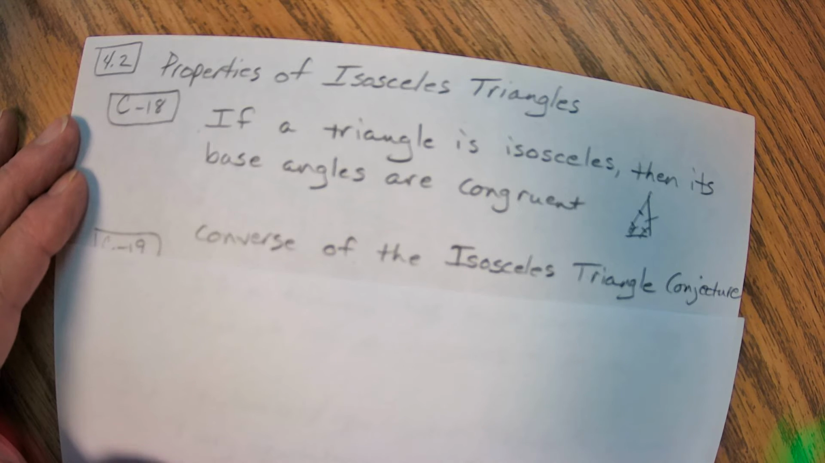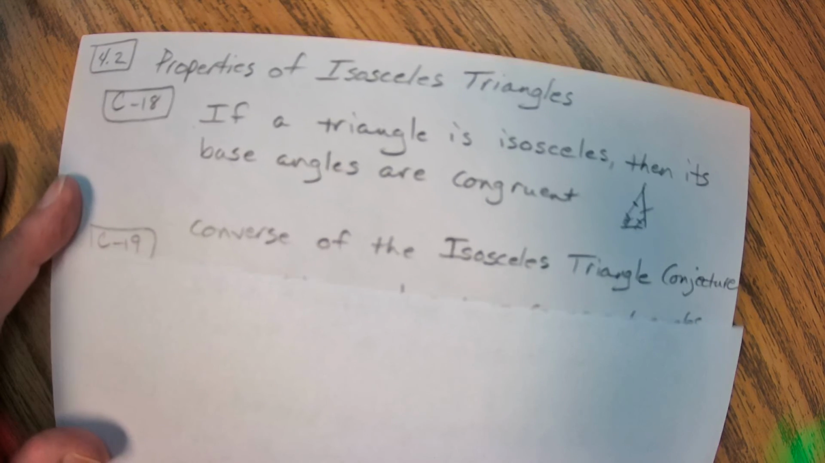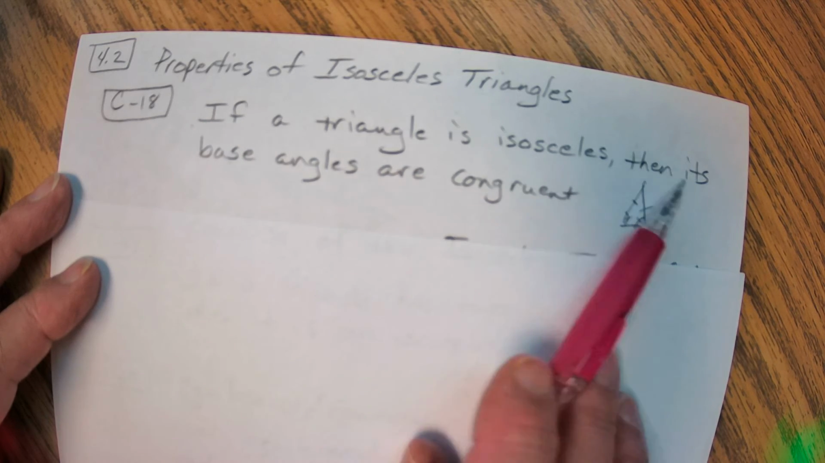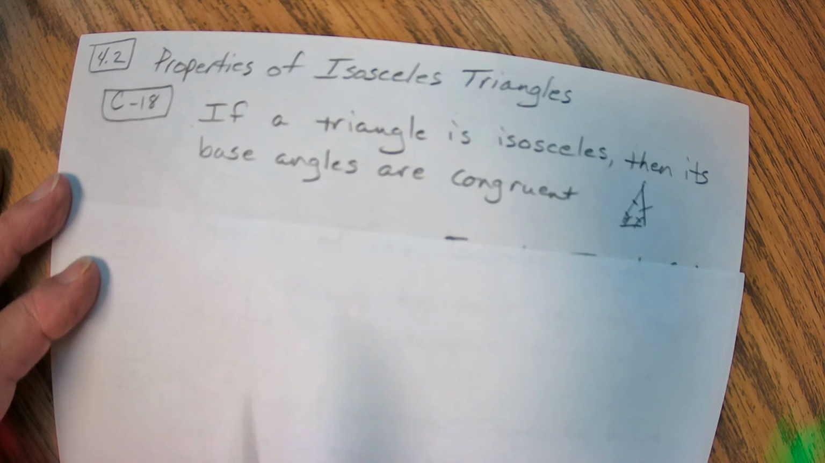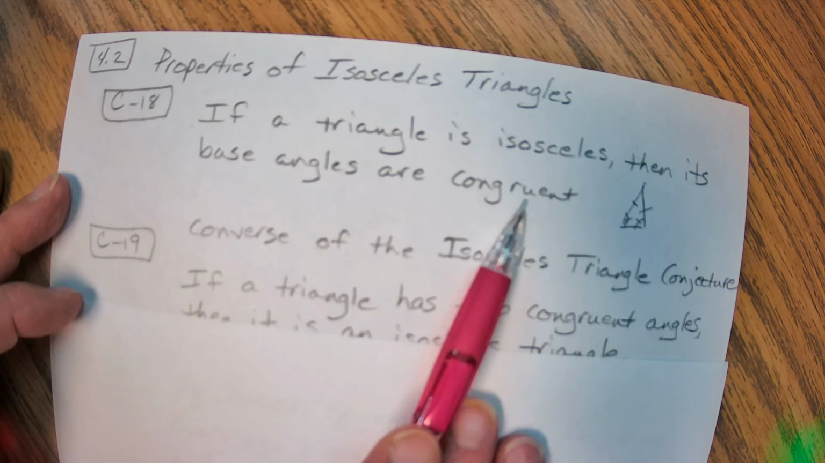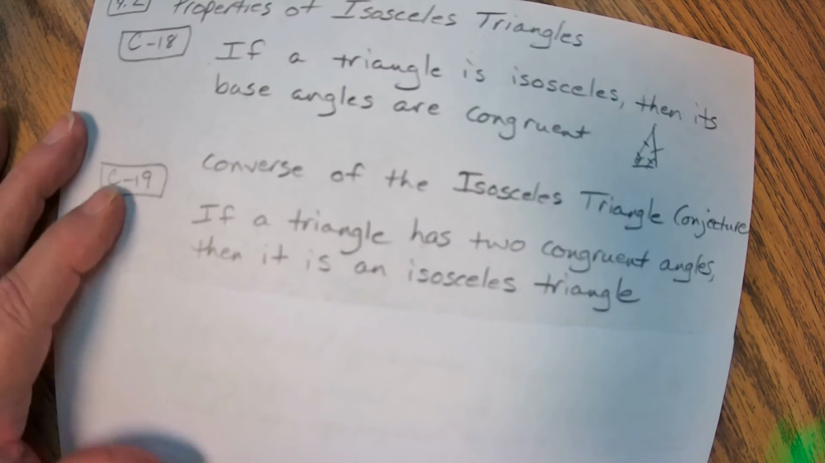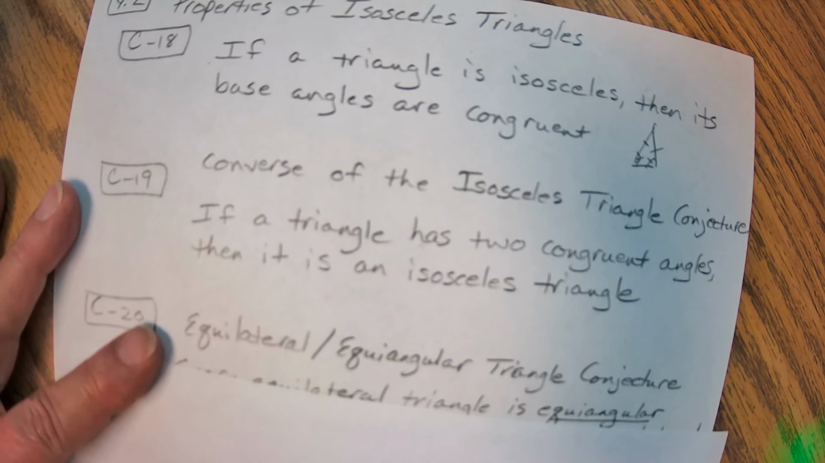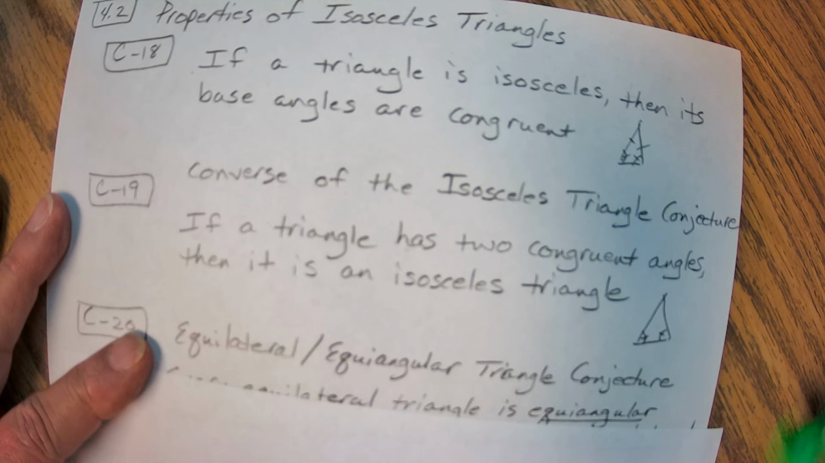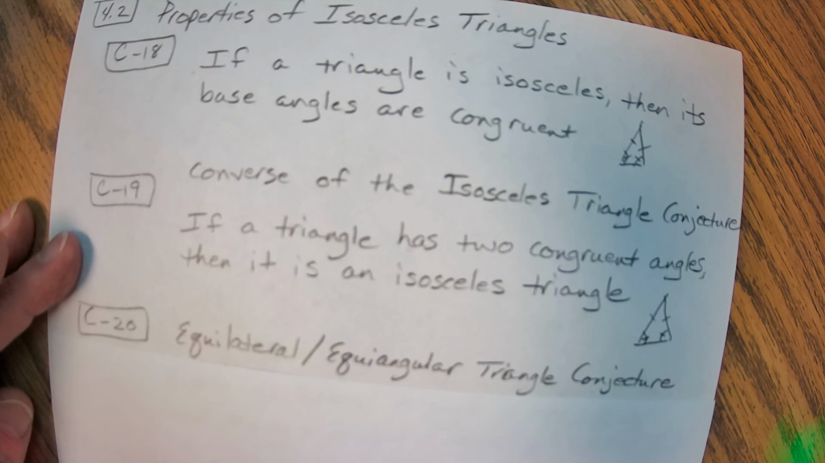The converse of the isosceles triangle conjecture is C19. And remember, the converse is just switching the if-then parts. So the converse would read, if a triangle's base angles are congruent, then the triangle is isosceles. So I know that if I have a triangle who's got angles that are congruent like that, I know that that's an isosceles triangle.